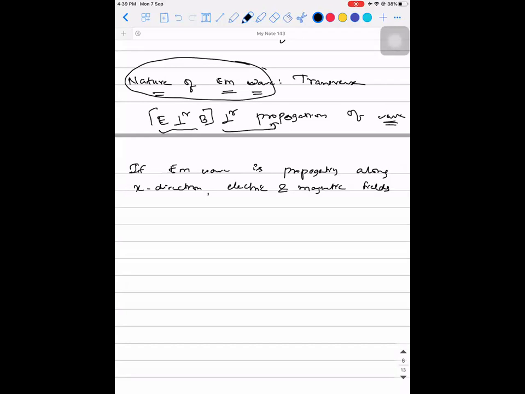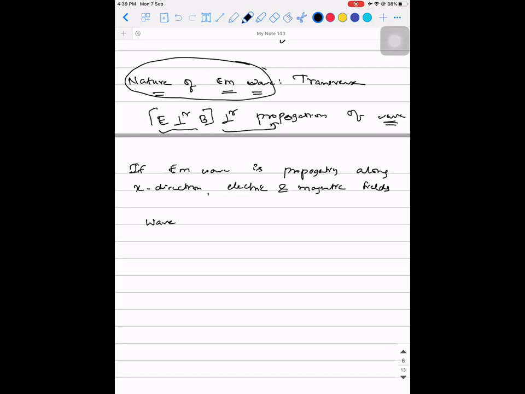Now it is given here. If the electromagnetic wave is propagating along the x direction, then what should be the possible directions of electric and magnetic fields? Like Y direction and Z direction. It can be Y and Z. Anything can be in Y and anything can be in Z. Okay, it should be Y or Z. So we are taking only a particular case.